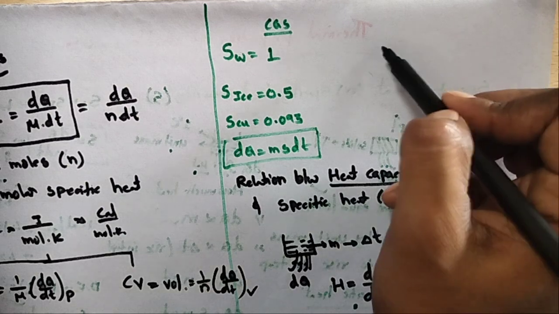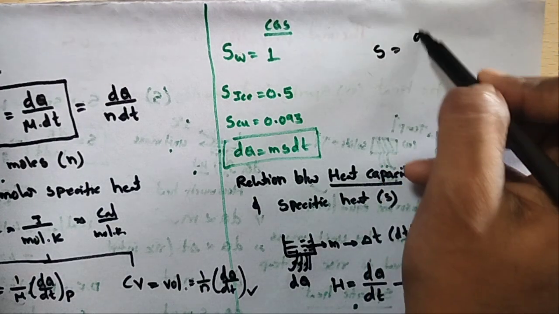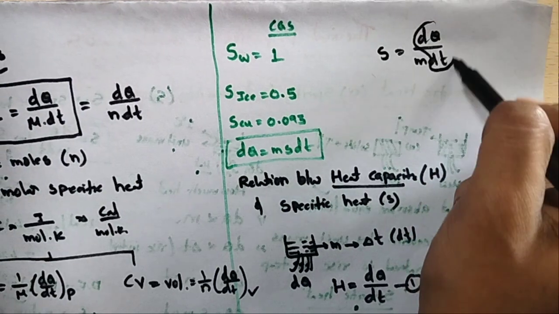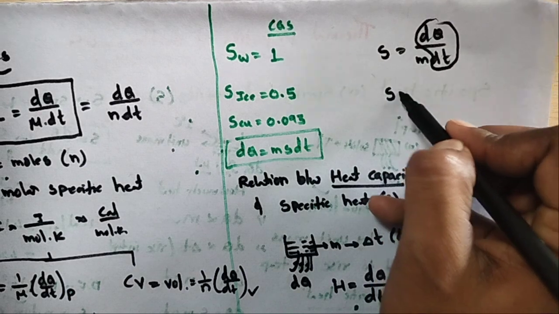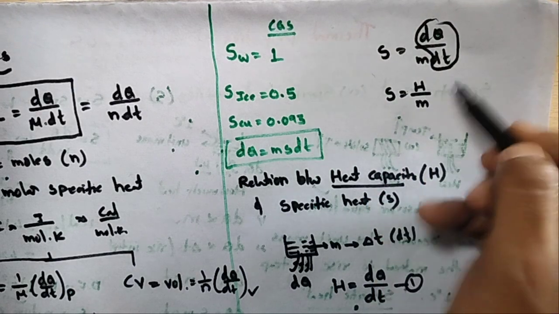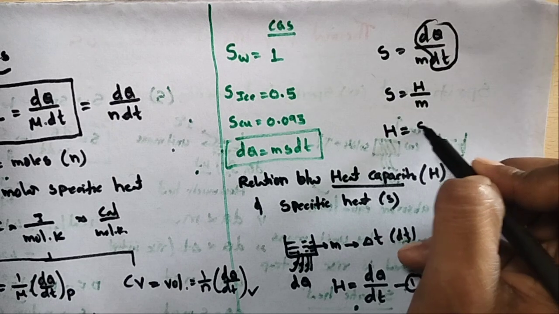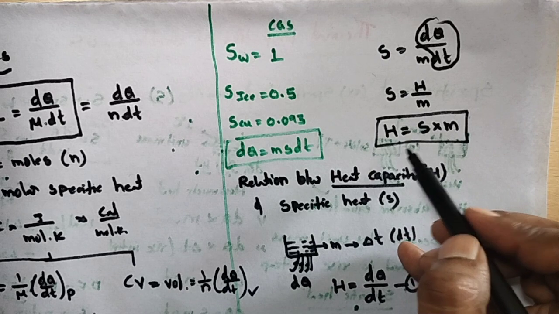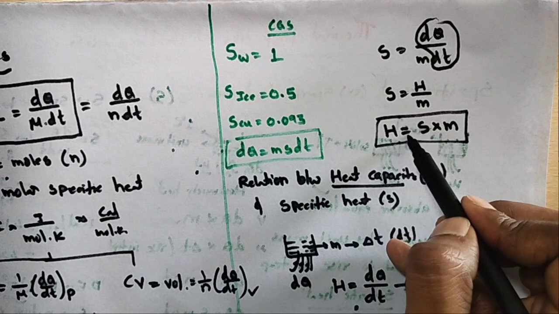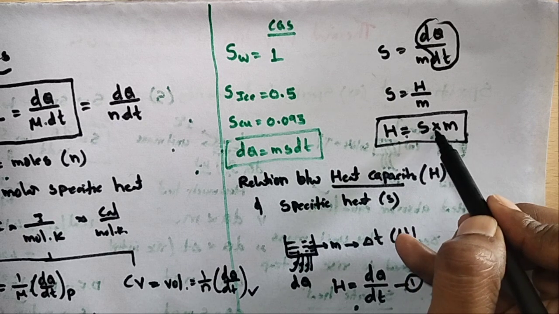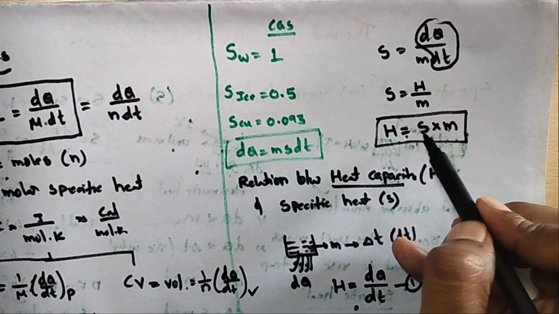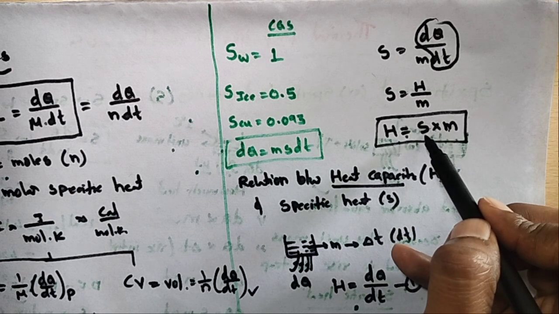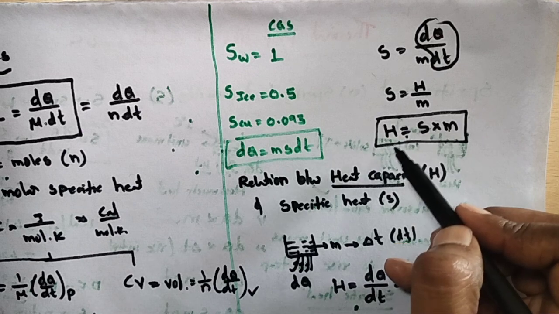We know the formula for specific heat: s is equal to dq by m dt. But dq by dt is equal to capital H, so s is equal to H by m. So capital H is equal to s into m. This is another definition: the heat capacity of a body is equal to the product of the mass of the body and the specific heat of the material of the body. This is the difference between heat capacity and specific heat.